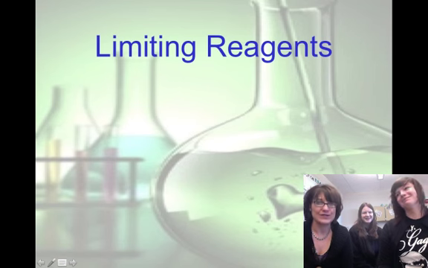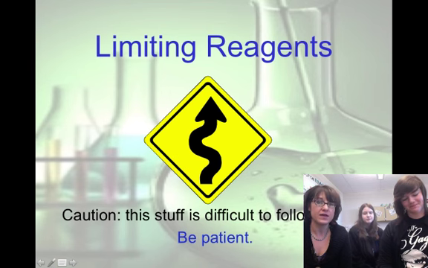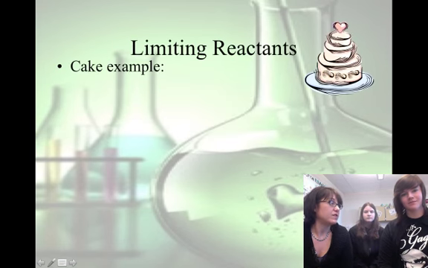Yeah, Darrow, sorry. So let's get started with limiting reagents, because this stuff can be a little tricky. We're going to take it one step at a time, and if every step we take is easy, we could go a long ways. Yep. All right, so let's take small, easy steps. This is podcast 8.3, and we're going to talk about limiting reagents and percent yield.